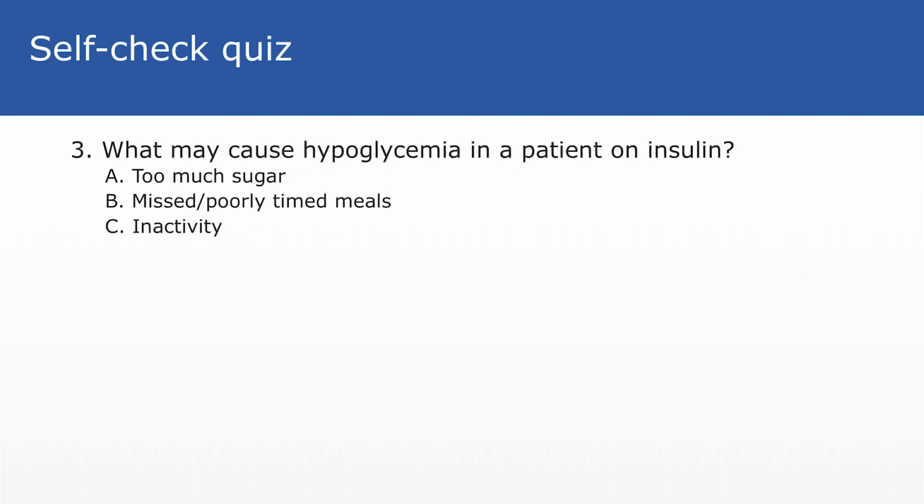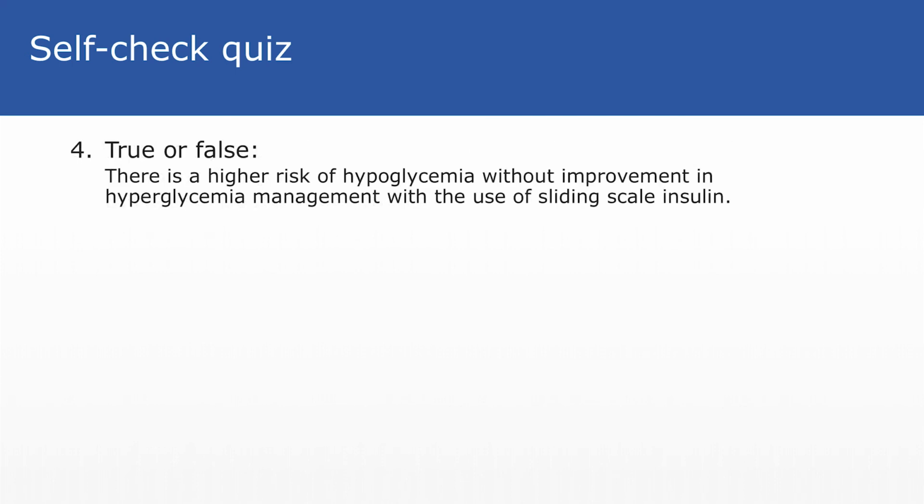Question 3. What may cause hypoglycemia in a patient on insulin? A, too much sugar, B, missed or poorly timed meals, or C, inactivity? Yes, the answer is B, missed or poorly timed meals. Last question, number 4. True or false? There is a higher risk of hypoglycemia without improvement in hyperglycemia management with the use of sliding scale insulin. The answer is true. Congratulations, you've completed Module 1.